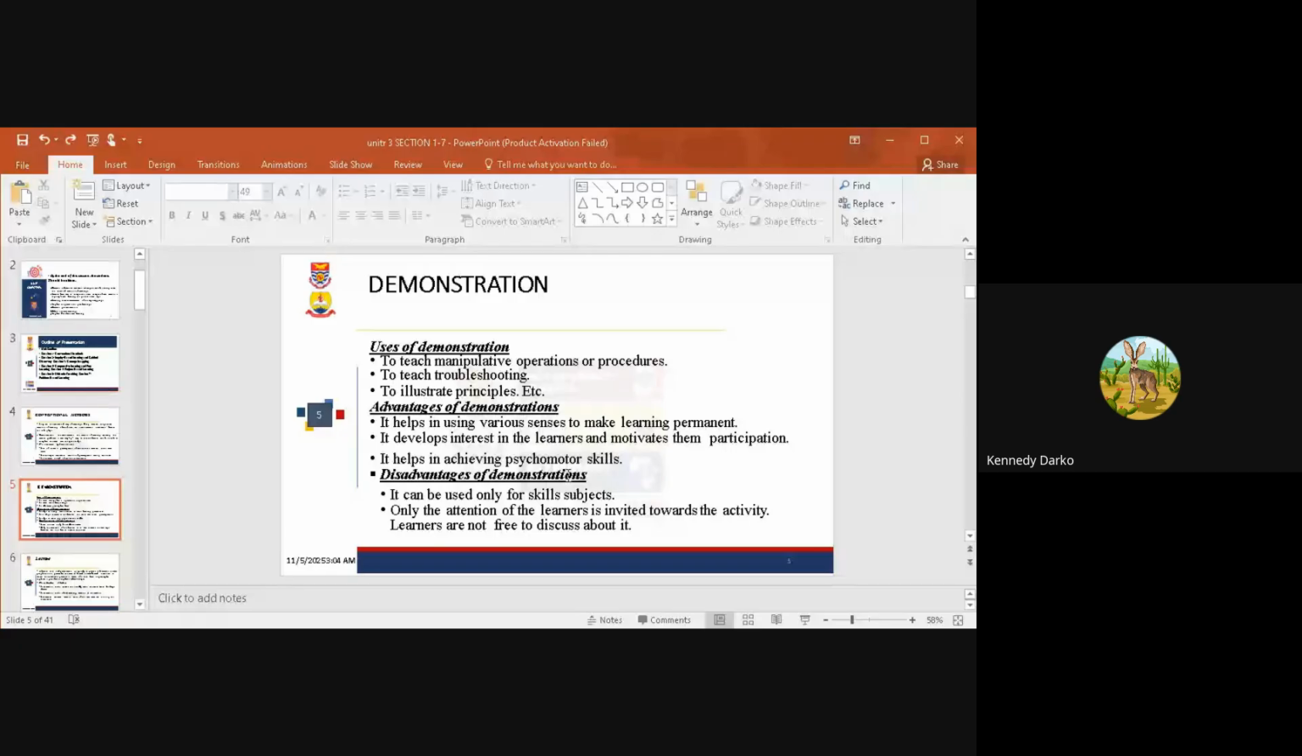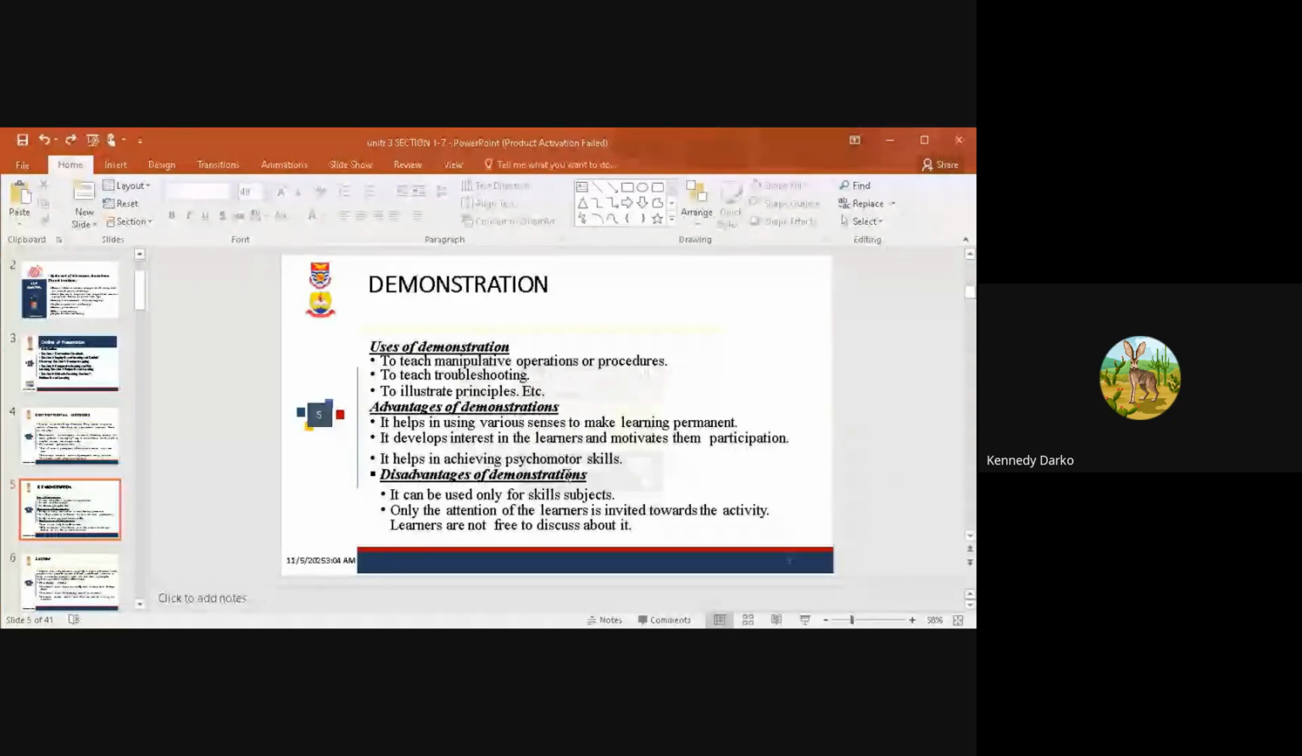Then it develops interest in the learners and motivates their participation. The interest of the learners is aroused, and it also arouses their participation, because once they have the interest, then they are able to participate.